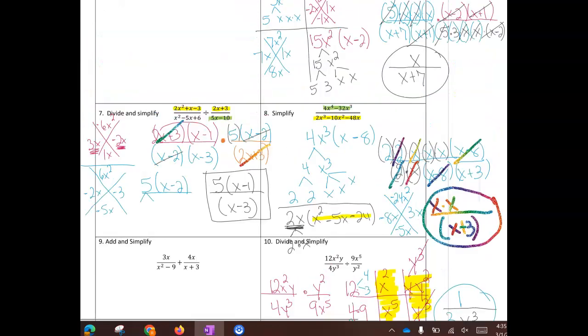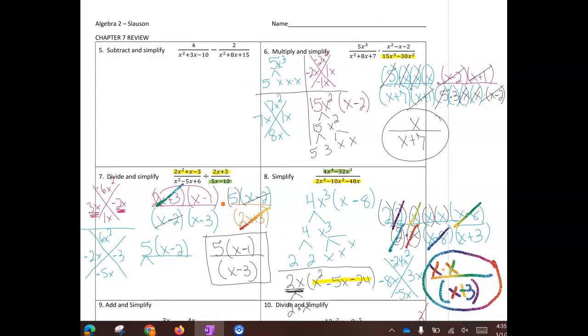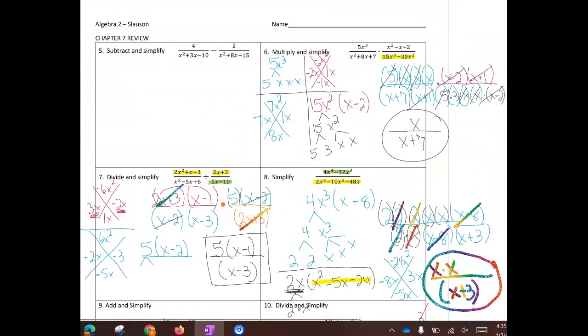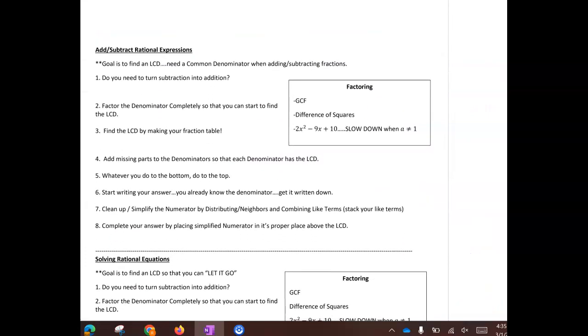All right, looks like we've got adding and subtracting. So we're going to do these two and then end this video. So first thing, going back to my takeaways, adding, subtracting. Do we have to turn any subtraction to addition? And then we're going to factor our denominators so we can find our LCD, and then we're going to make our LCD.